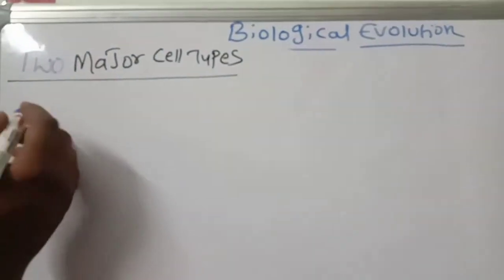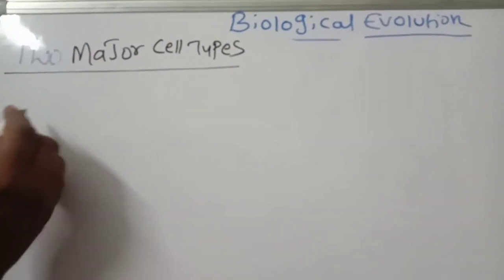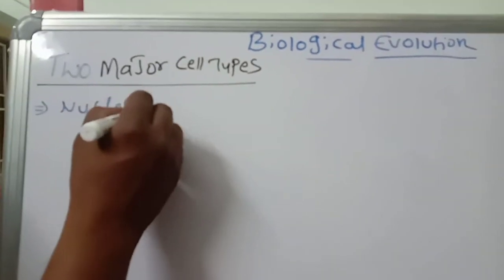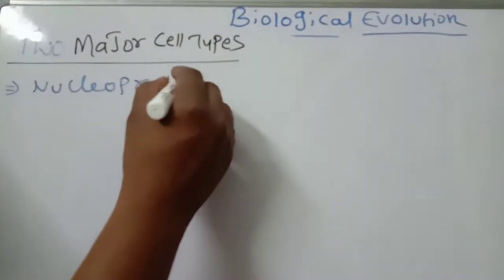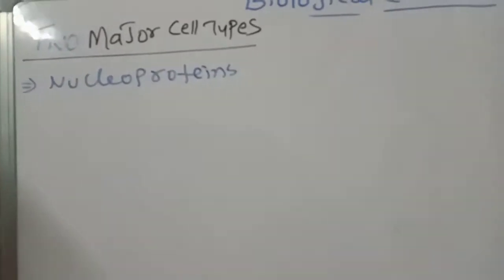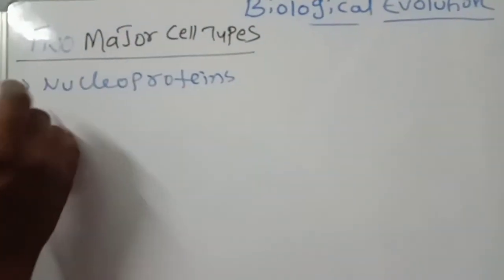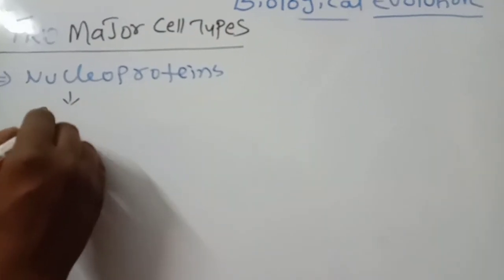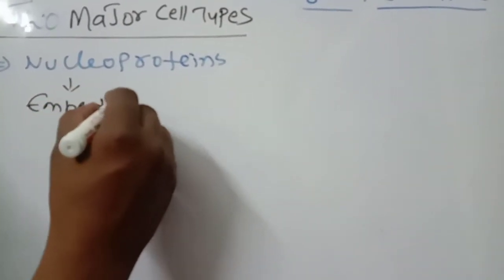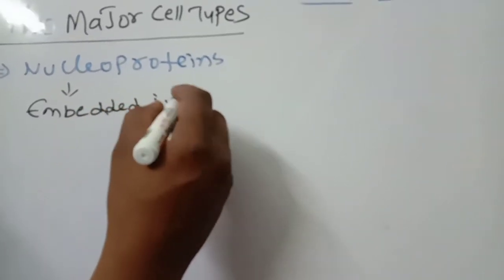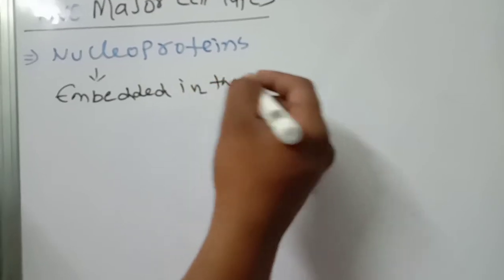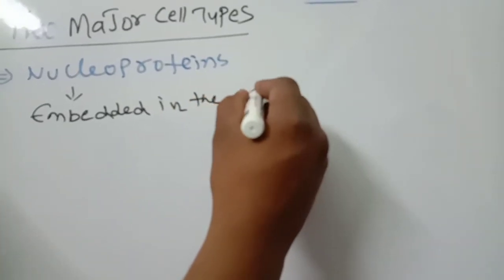One form of the nucleoproteins, first, very well, nucleoproteins were embedded in the cell membrane. Embedded: you have to remember this. Embedded in the cell substance.